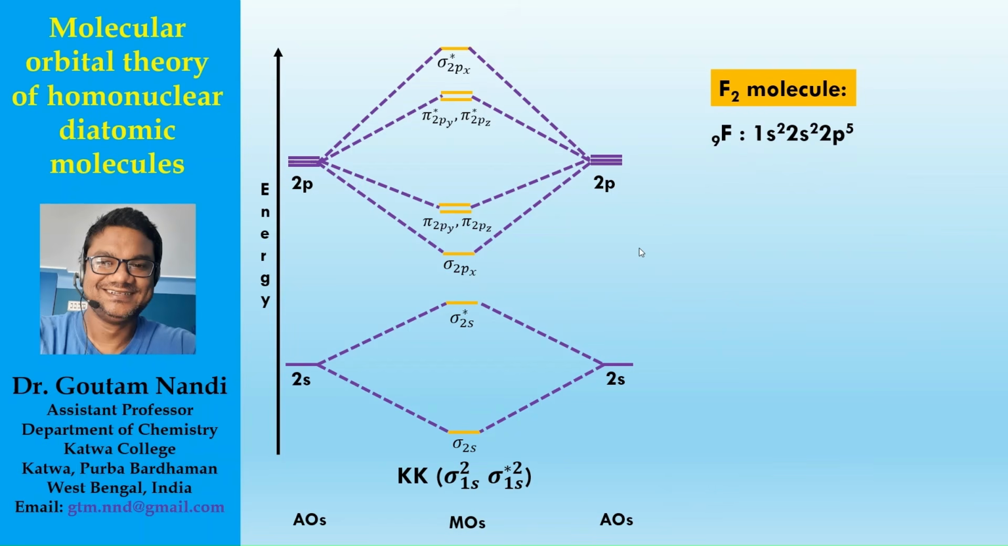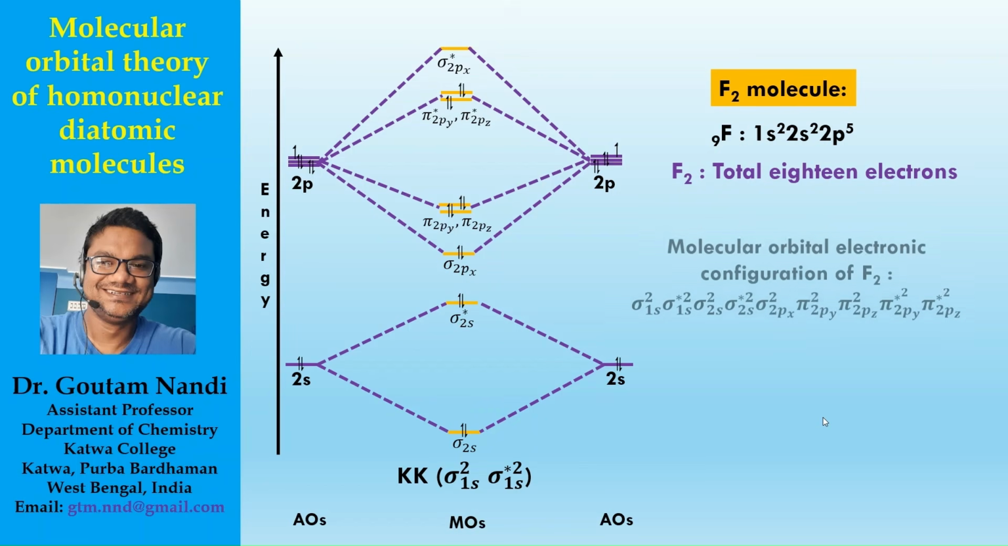Now the F2 molecule, here also we will draw the molecular orbital diagram without the sp interaction, and the fluorine atom has the electronic configuration 1s2, 2s2, 2p5 as its atomic number is 9. So there will be 18 electrons in total in the molecular orbital diagram. 4 will be in the KK shell, and the other 14 will be in the higher energy molecular orbitals like this.